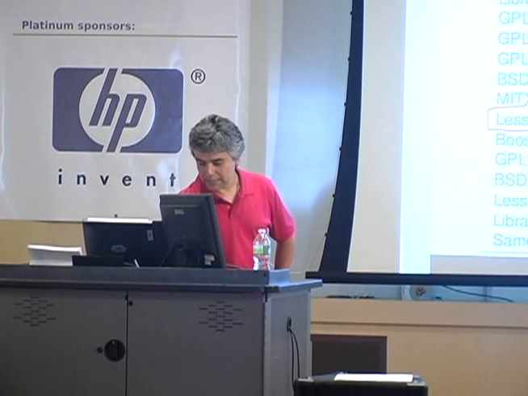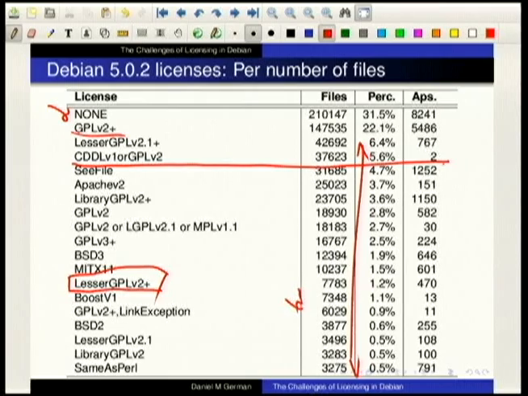Notice, for example, the license that I was showing you, the CDDL or GPL version 2. It's in 37,000 files, but it's only in 2 applications. And so there's a big imbalance in that respect. This is because essentially Sun is the only one that uses it, and Sun uses it for GlassFish. GlassFish is actually a lot of cloning of other applications, particularly from Apache. Okay, and they have replaced some of those headers, and some of those headers are incorrectly replaced, but that's a different story.